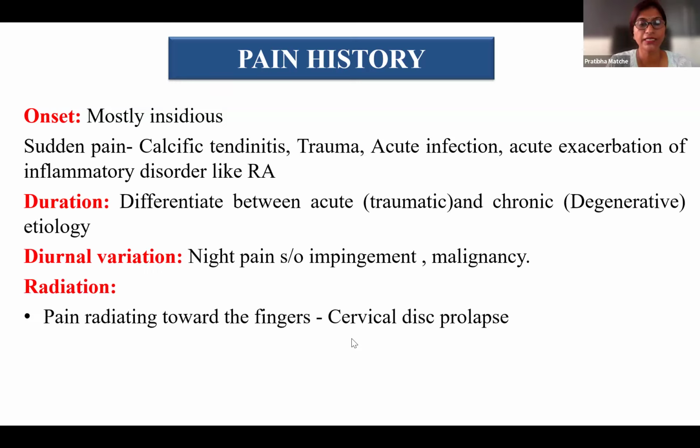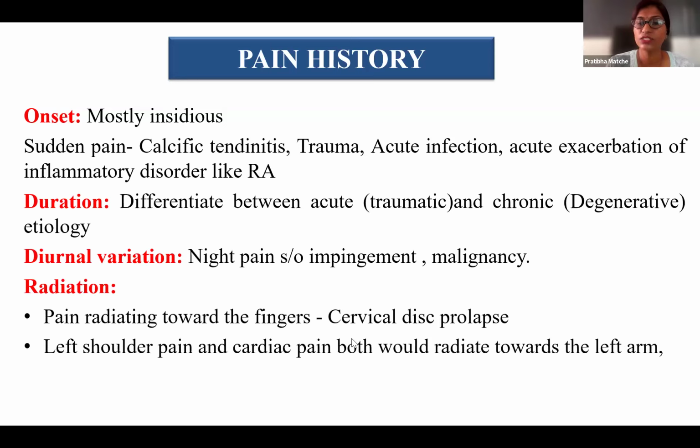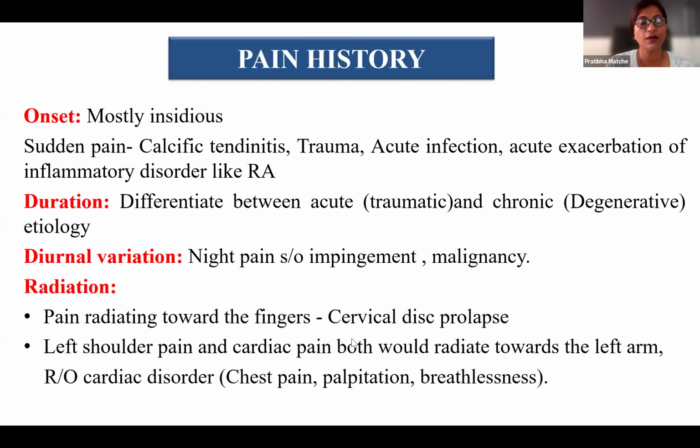If the pain is radiating from the shoulder, arm, forearm down to the fingers, it is suggestive of cervical disc prolapse. Another important thing that you need to remember is that in a case of left shoulder pain and cardiac pain, both would radiate to the left arm. In this case, you always have to ask for the history of associated symptoms like chest pain, palpitations, breathlessness, or sweating.